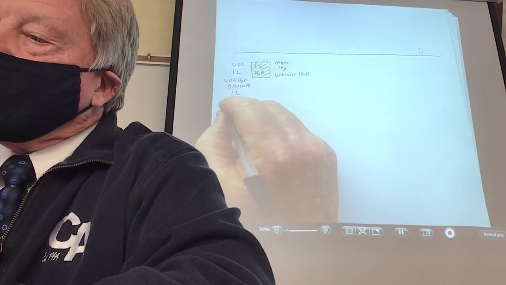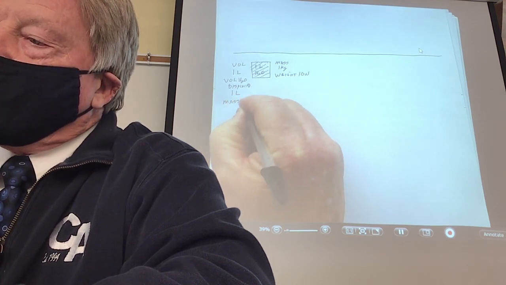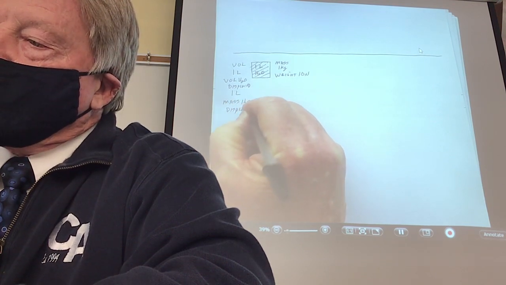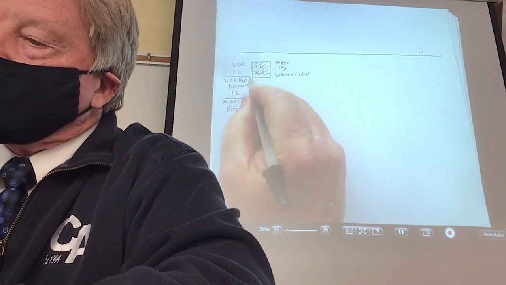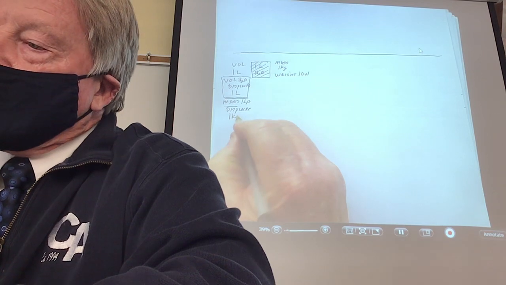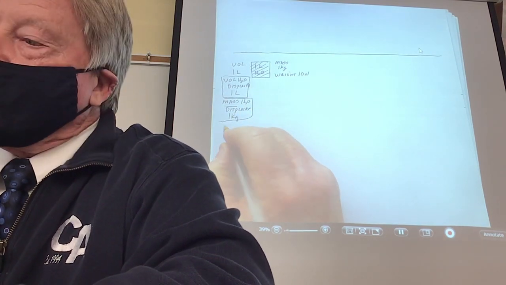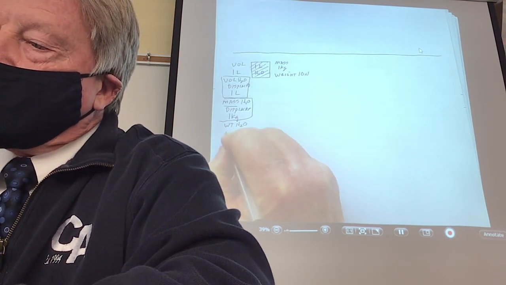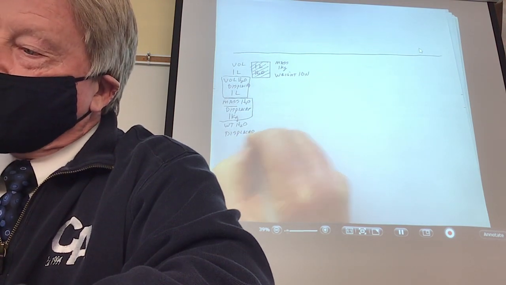Walker, what is the mass of the water displaced? Is it 1 kilogram? Yes. Sarah, what is the weight of the water displaced? Man, you guys are sharp. This is great.